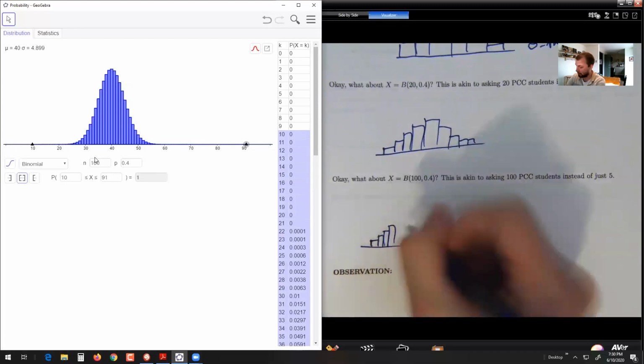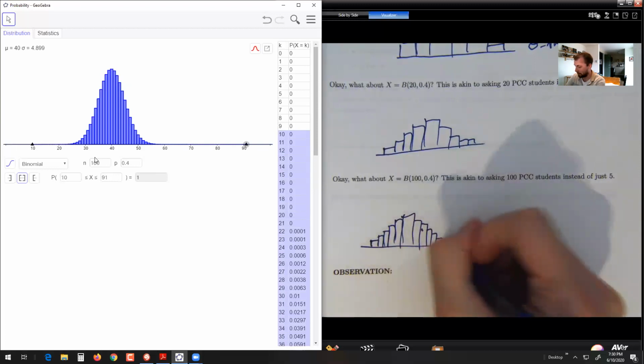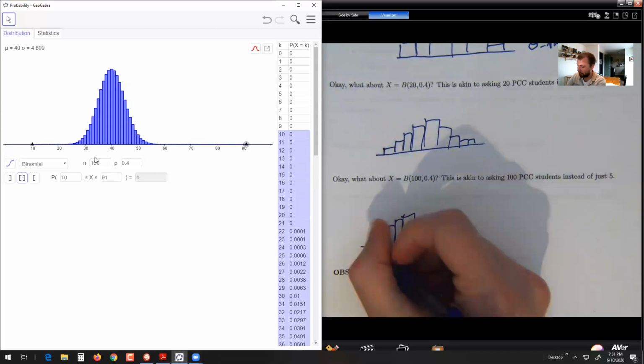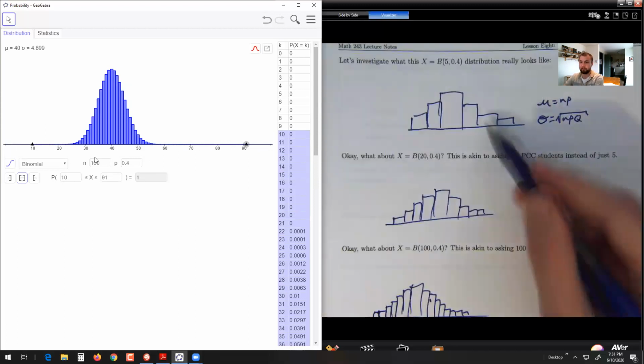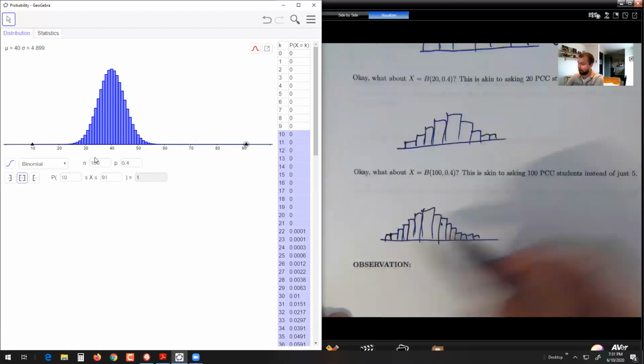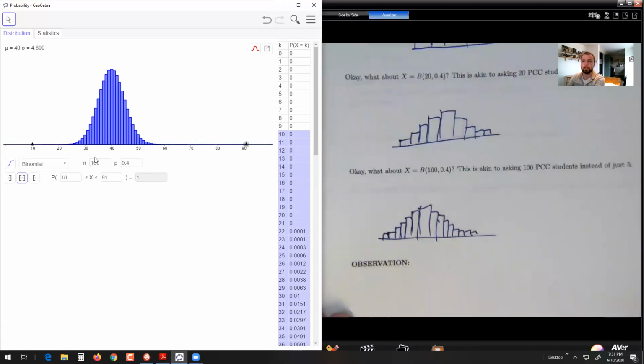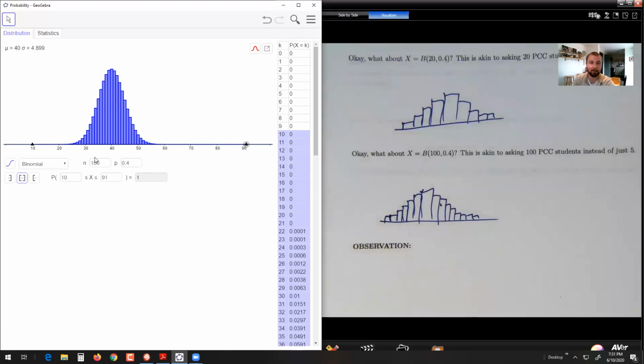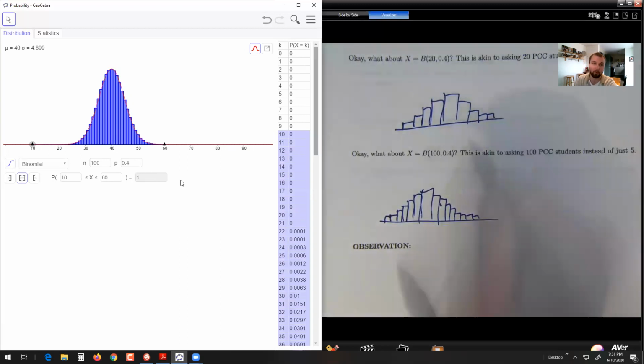So I'm drawing a sketch, and I'm noticing that this is starting to smooth out. It was really kind of blocky to begin with, and as I get more and more blocks, I can kind of see the general shape of the thing coming to life here. In fact, if I put this red curve on top, this puts the normal distribution on top of the binomial, and they look very, very similar. So as my n increases, my graph looks more and more normal.